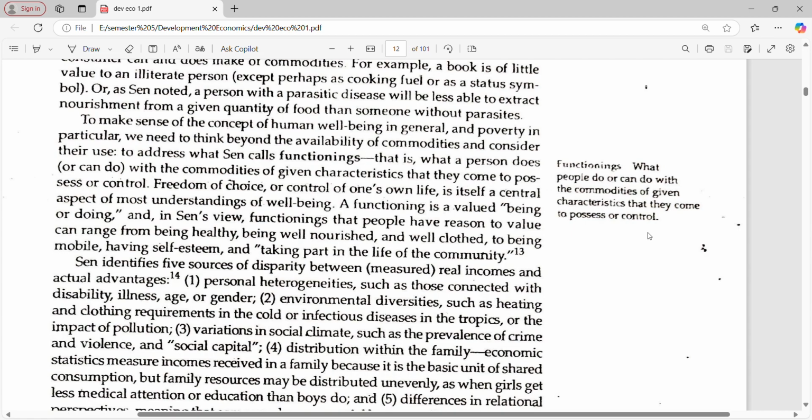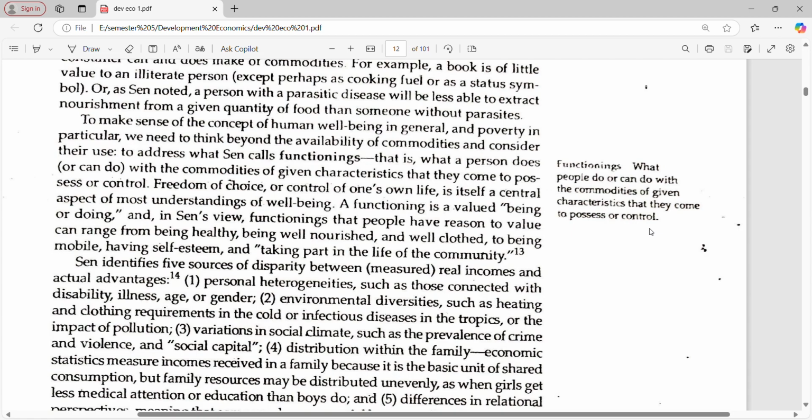Okay. So Sen identifies 5 factors that contribute to disparities in well-being. Personal differences, that is disability. Disability is just an example for personal differences. Second one, environmental conditions like climate. Some countries, the climate condition is so poor that they cannot farm well. They cannot do the cultivation and get cheap food commodities like that. Okay, so environmental condition is the second one.